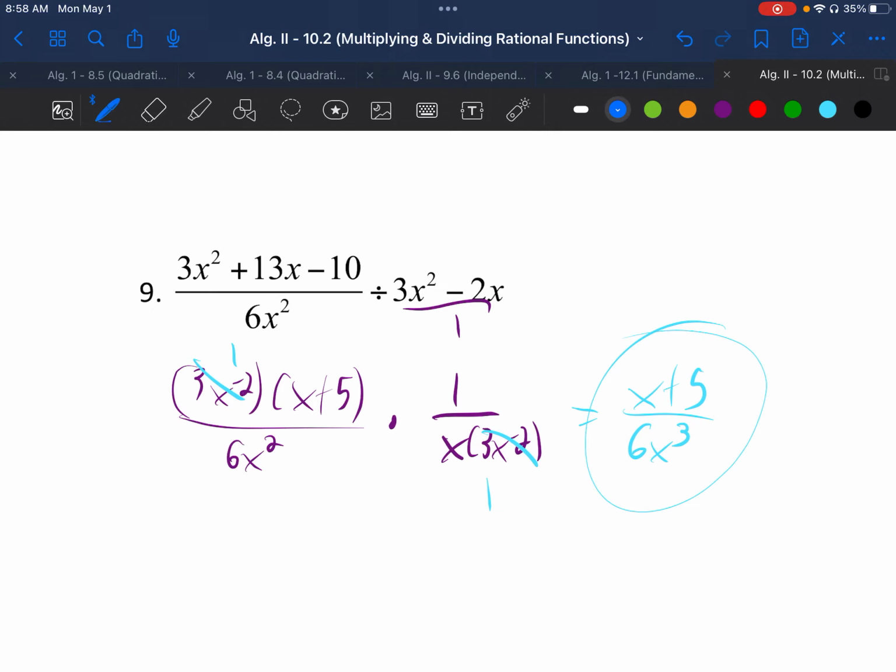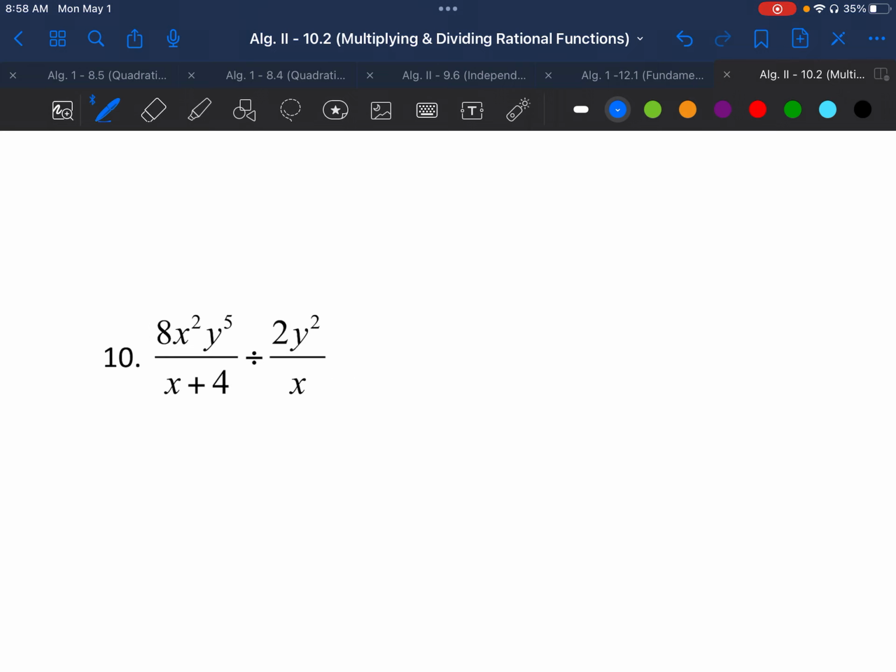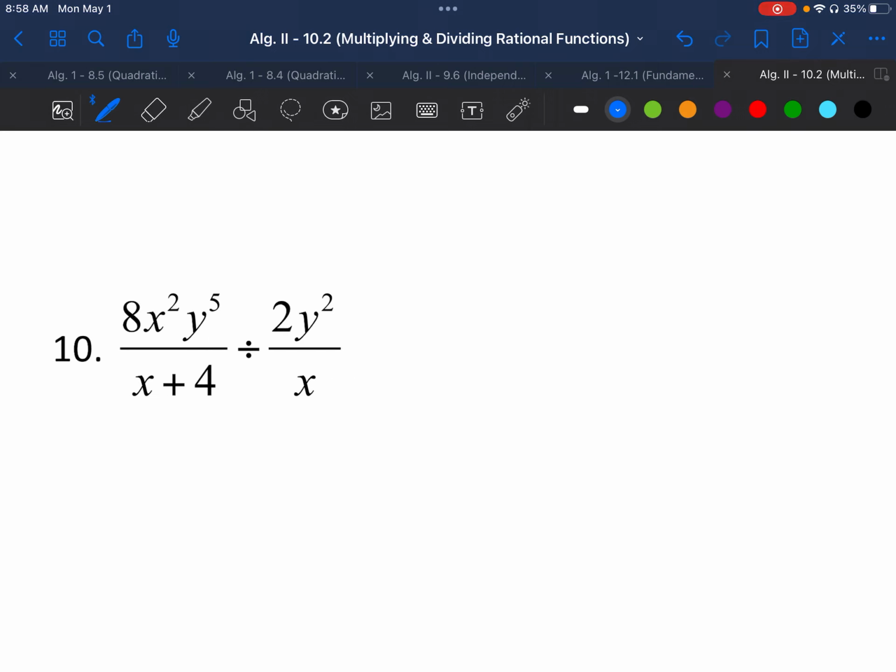On to our last example of the day. Once again, I would encourage you to try this one on your own. This one, once again, I'm going to change to multiplication by reciprocating the second fraction, I should say. And there's no factoring this time, so we just look to reduce.